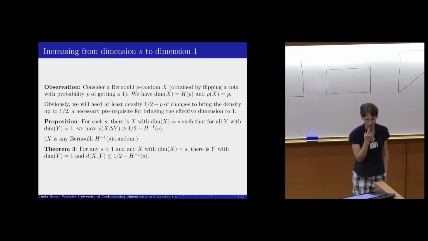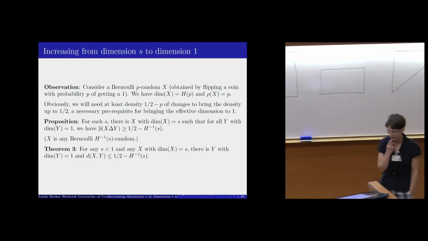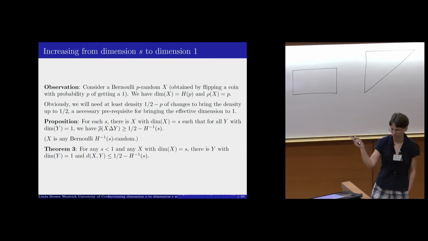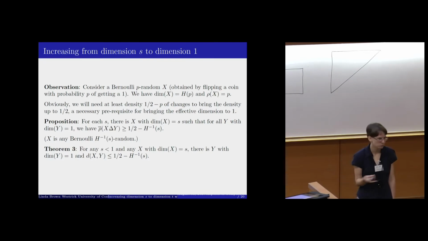All right, so let's now look at another direction. Let's say that instead of starting with a random real and decreasing down to effective dimension s, I want to start out with some real of effective dimension s and increase it so that it has effective dimension 1. And if I want to make it random, then by the first theorem, I can just change it on a further density 0 of bits and get to random. But at this point, let's just talk about effective dimension.